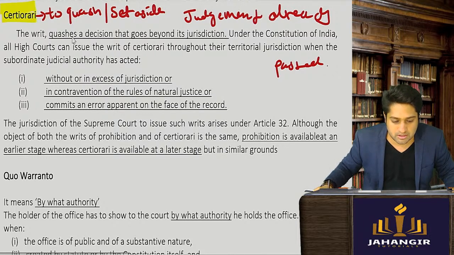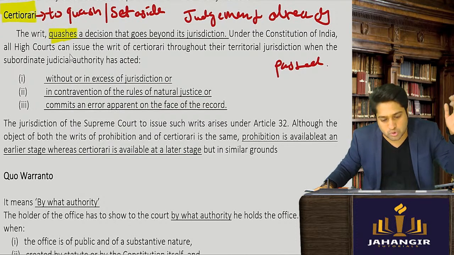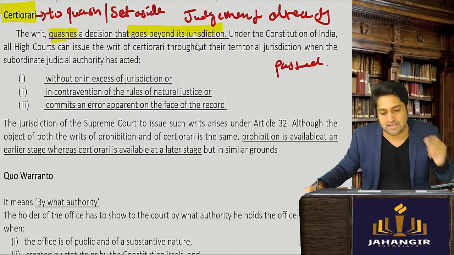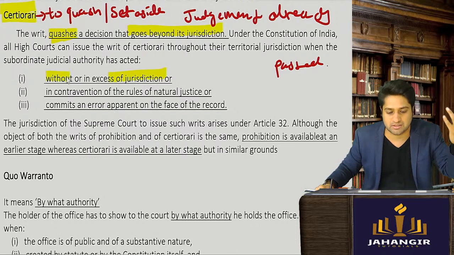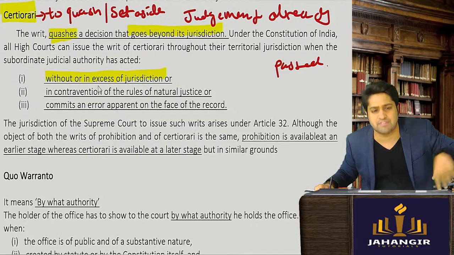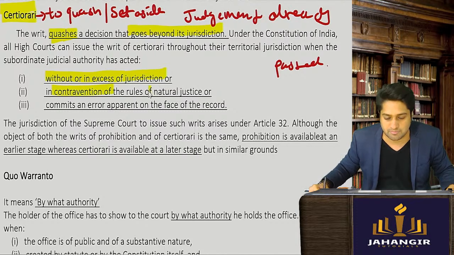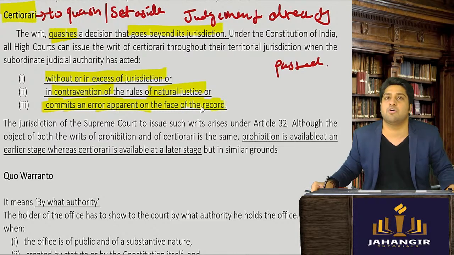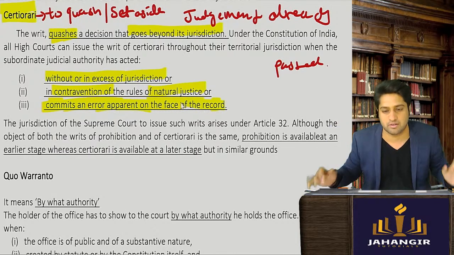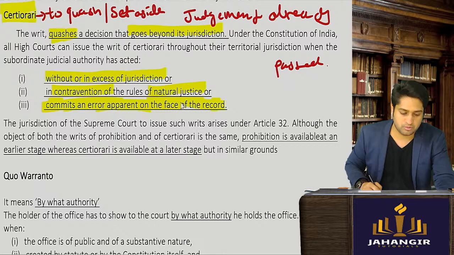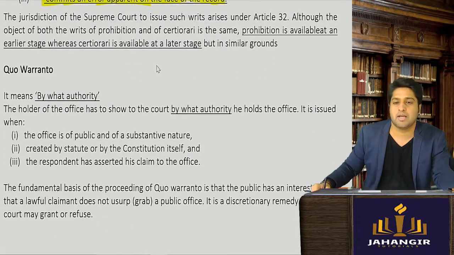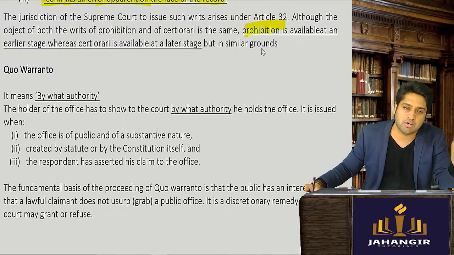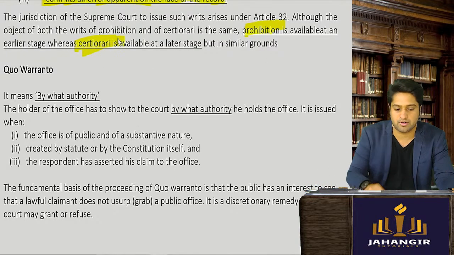Okay. So here the higher court quashes the decision of the lower authority when they have exceeded the jurisdiction, passed a judgment on which they didn't have jurisdiction, violated any principles of natural justice, or made an error apparent on the face of the record. They made a very obvious error. So in that case we will do this. First, if the judgment is not passed, prohibition will be ordered. If the judgment is already passed, certiorari will be ordered.